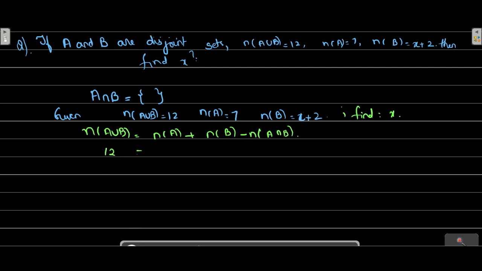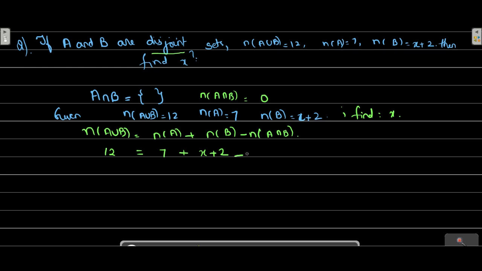12 is equal to, how much is N of A? It is 7 plus N of B, which is x plus 2, because we know that A intersection B is a null set, because these are disjoint sets. In a disjoint set, A intersection B is a null set, so N of A intersection B is 0. When two sets are disjoint, the cardinal number of their intersection will be 0.